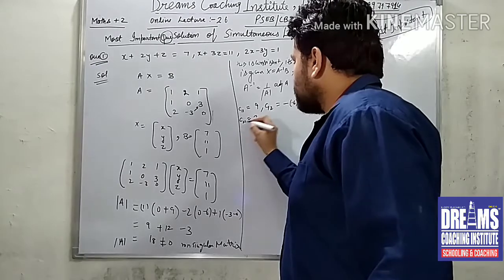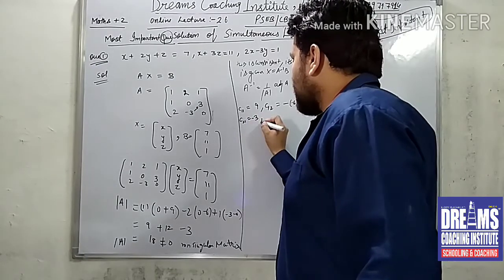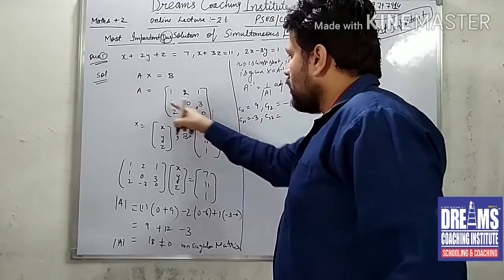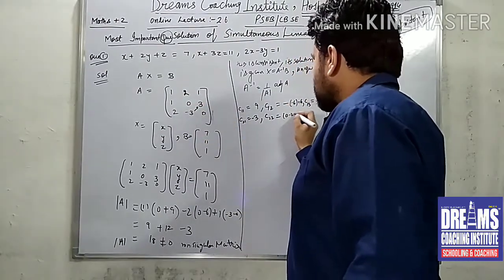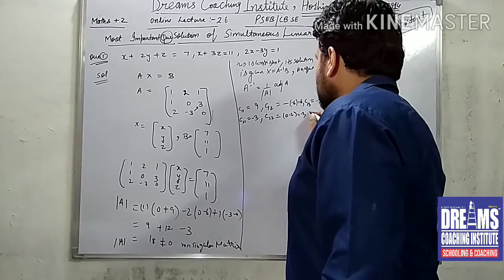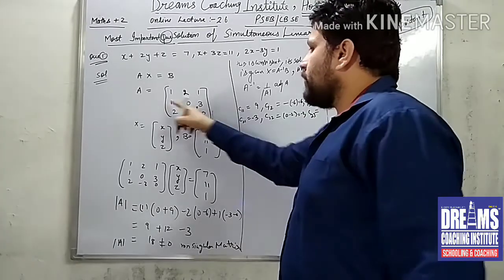Minus, minus, plus 3, and 2, 1 is taken as negative. C22: for this element, it will be 1 into 0, 0 minus 2, so it is minus 2. Now C23, for this element.